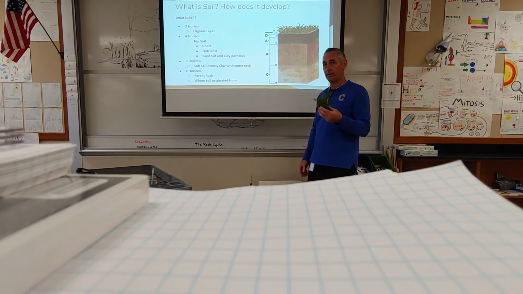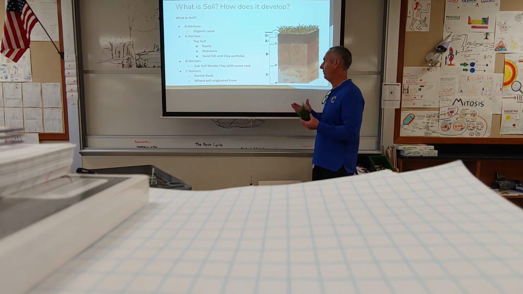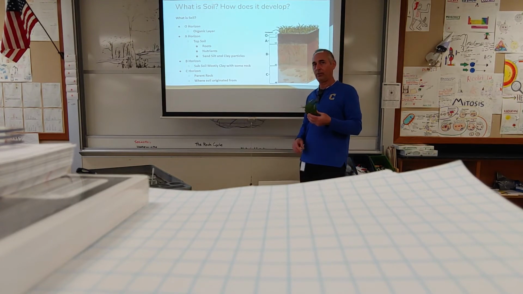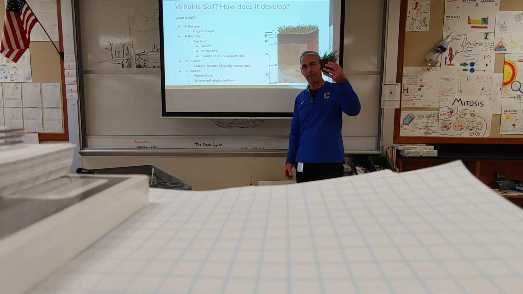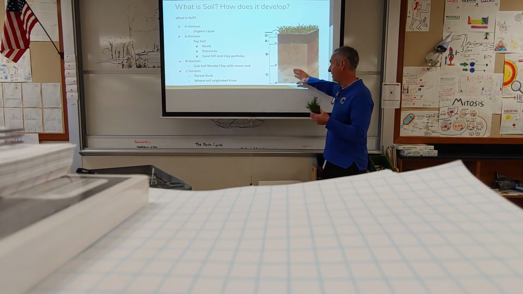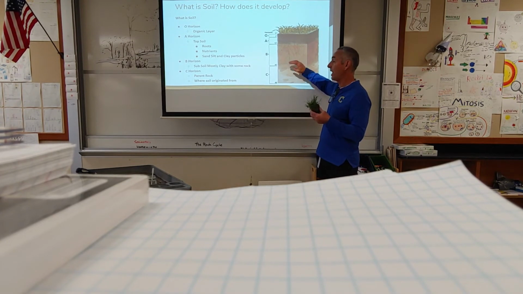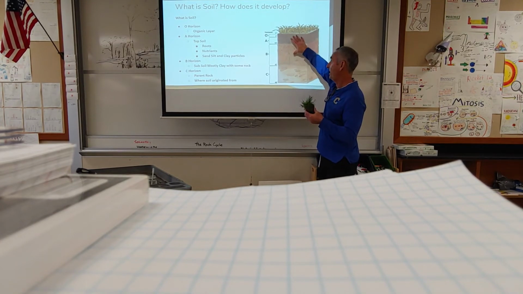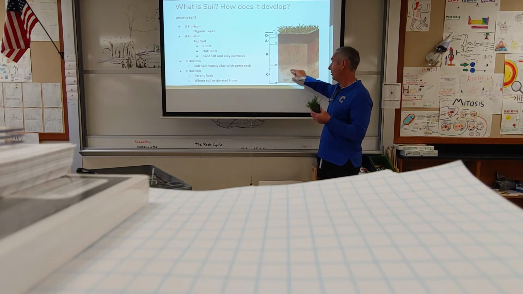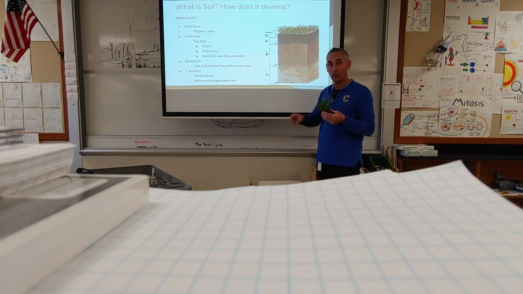Now the C horizon is an important part because this is the parent material. This is where the soil came from. This rock here broke down over millions and millions of years and developed these top layers up here.